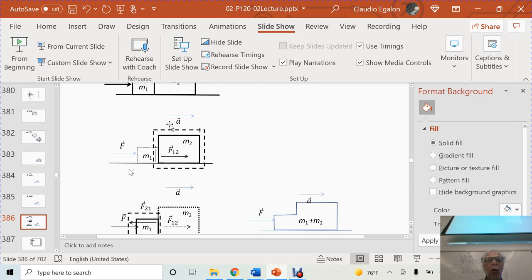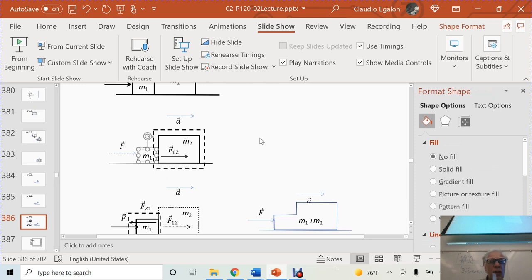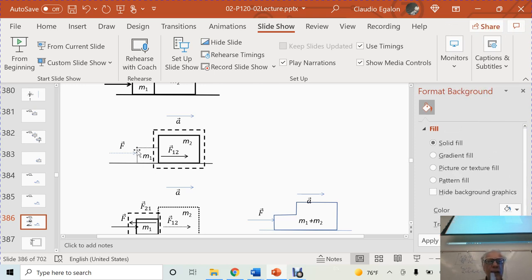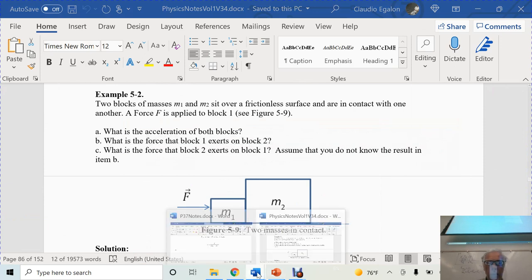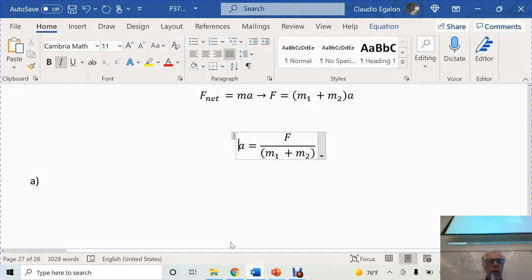Okay? And we are taking only the forces applied to 2. So much so that I put block 1 as though it is a ghost, right? It's a little bit faint here. See that? And number 2 is strong. So we go ahead and write our equations again. Here you go. Not this one, this one right in here. I'm going to do it like that.